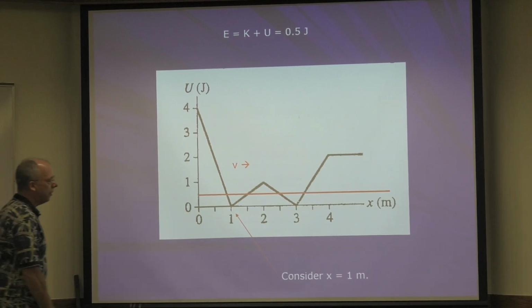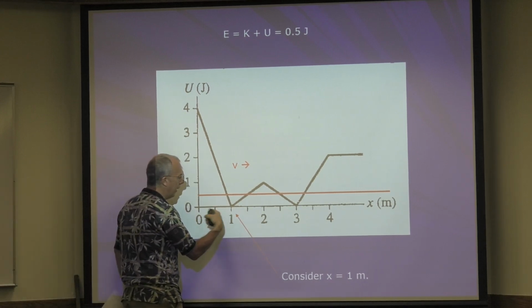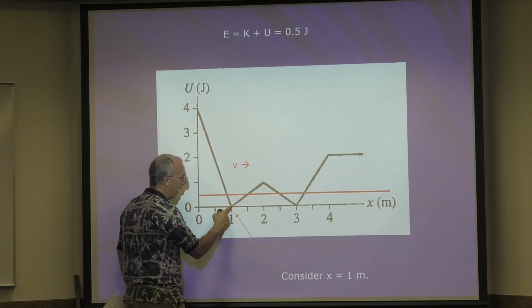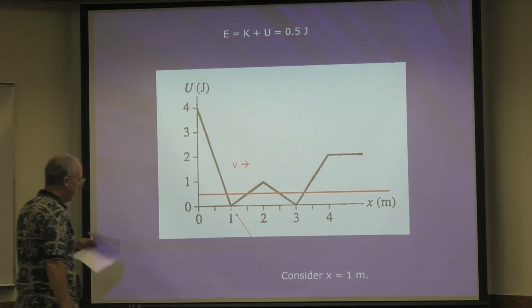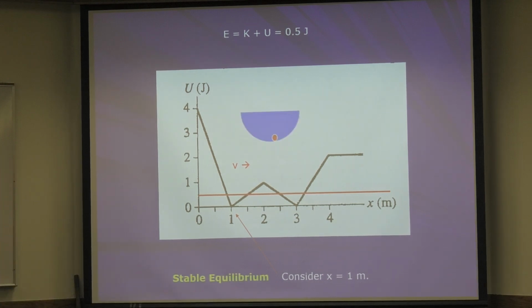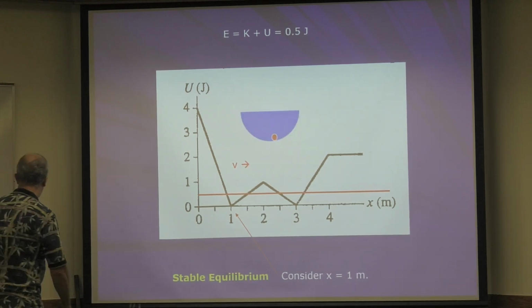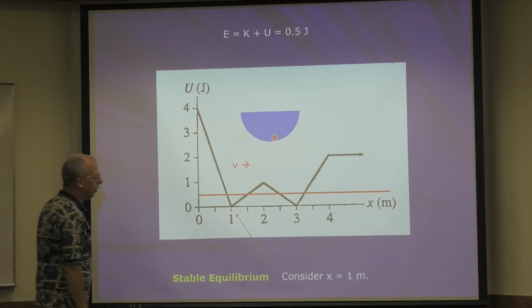So we say that there are going to be small oscillations around x equals 1. There's a nice analogy for that. So this is actually called a stable equilibrium.